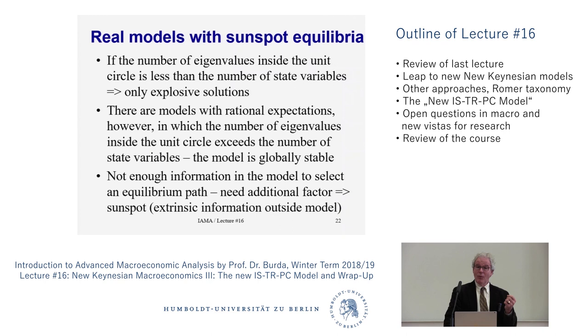The interesting thing is, what if you actually had too many roots, the number of eigenvalues were larger than the number of state variables? There's no reason to rule that out unless the model tells you that's the case. You have to actually compute the eigenvalues. And it turns out that there is an interesting class of models with rational expectations. So it's not complete deviant behavior. It's actually rational expectations in which the number of eigenvalues inside the unit circle is greater than the number of predetermined variables in the system. And the model is therefore globally stable, but the number of paths to the steady state is not unique. It's not equal to one.